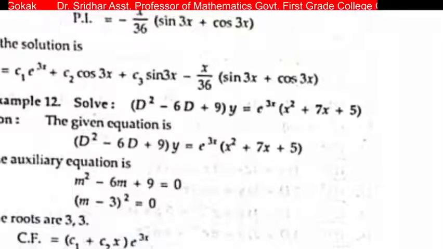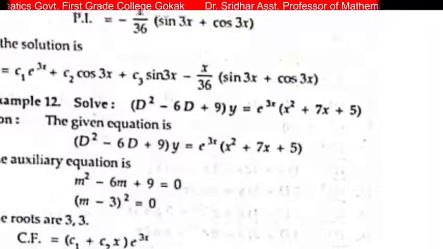So the general solution is y = general solution + particular integral. So this is the total solution of the given differential equation. So similarly we solve this type of problem. Solve (D² + 6D + 9) y = e^(3x)(x² + 7x + 5). Okay, now we find the general solution.